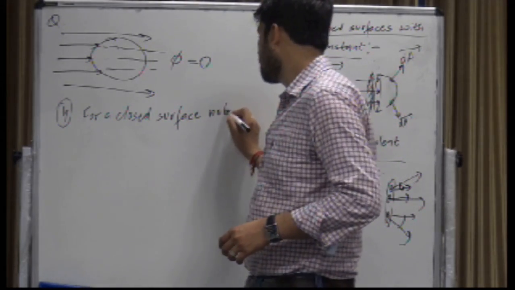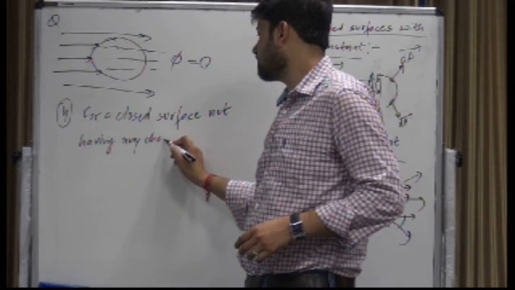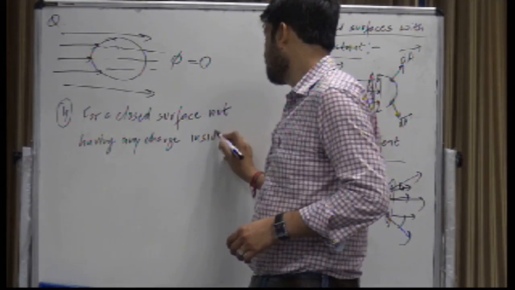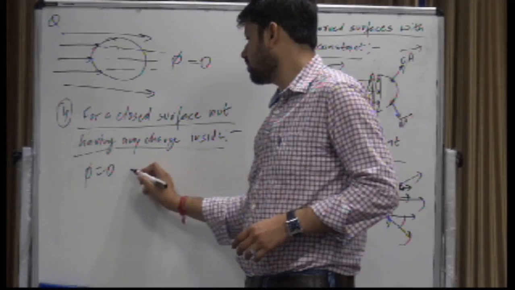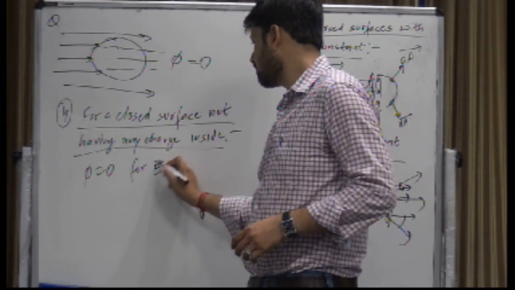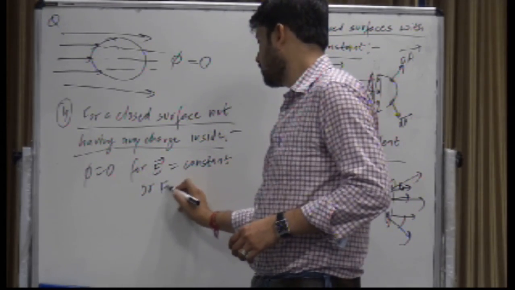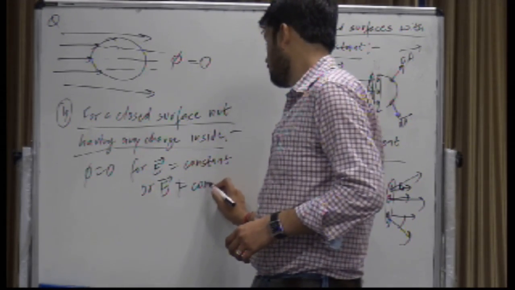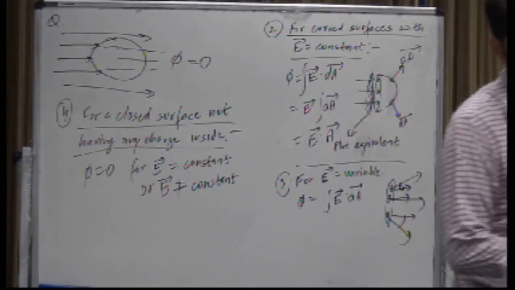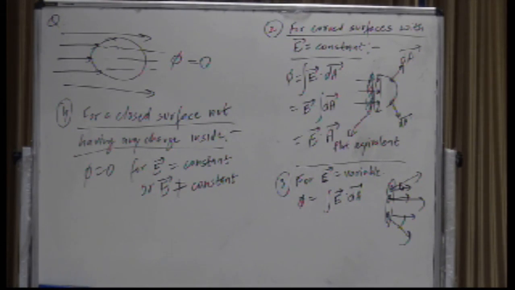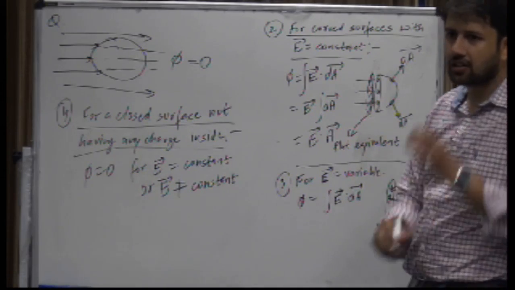Not having any charge inside, phi is equal to 0. Straightforward. Electric field constant or not, it doesn't matter. Flux would be 0.